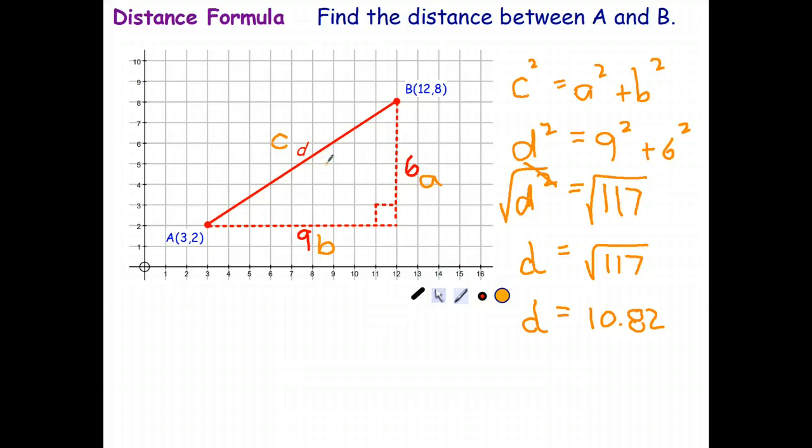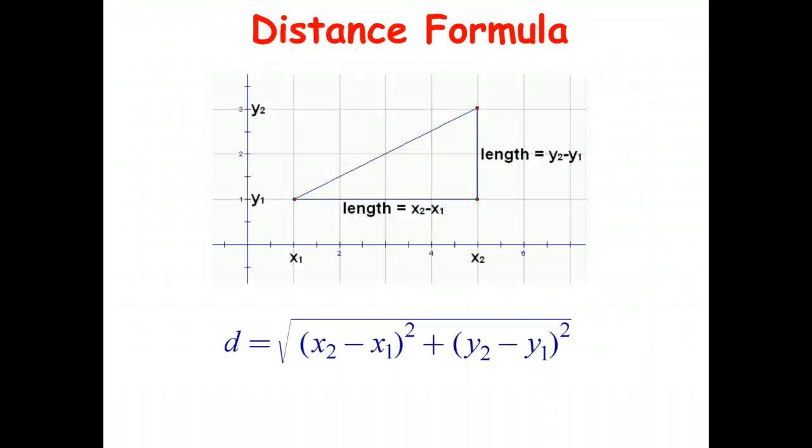So the important thing here is we're using the Pythagorean theorem to find the distance. The other important thing is the length of this leg is the difference in the x-coordinates, and the length of that leg is the difference in the y-coordinates. And from all of that, we can actually work out a formula for finding the distance.